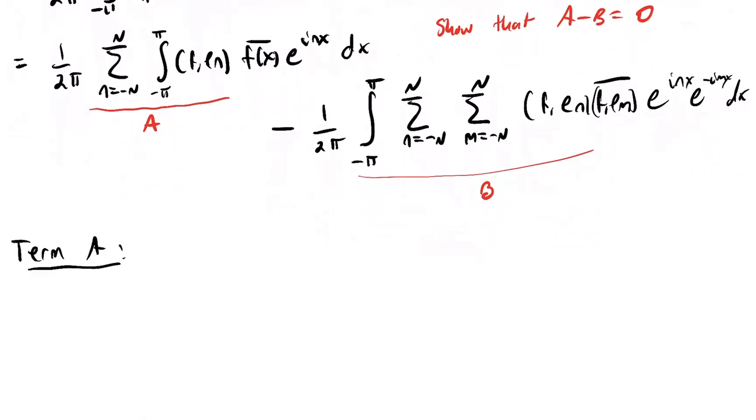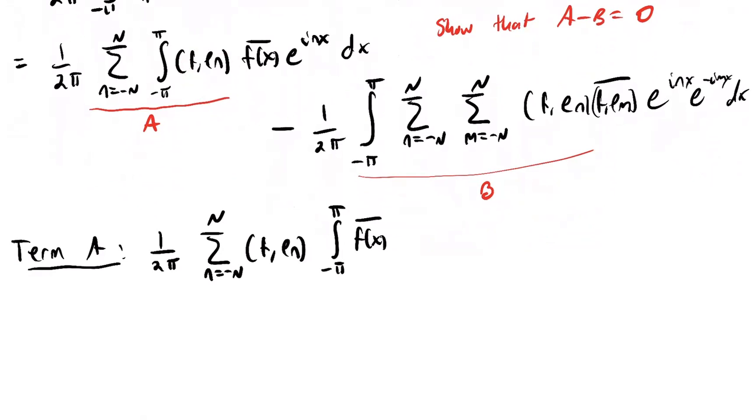So in this case, we end up with 1 over 2 pi. Now I have the sum from n equals minus N to N. The Fourier coefficient here doesn't depend on x, so I can factor that out. So this is the nth Fourier coefficient. And then I have this integral from minus pi to pi of the conjugate of f times e to the inx dx.